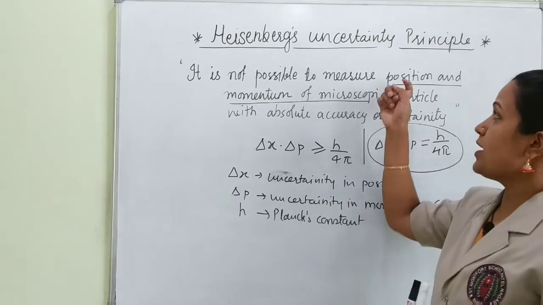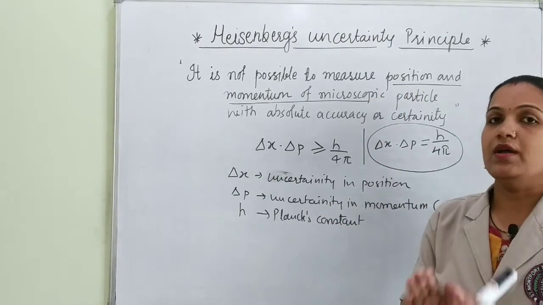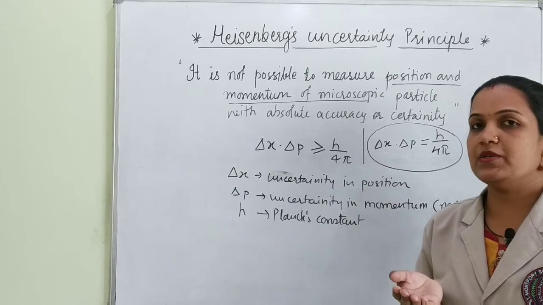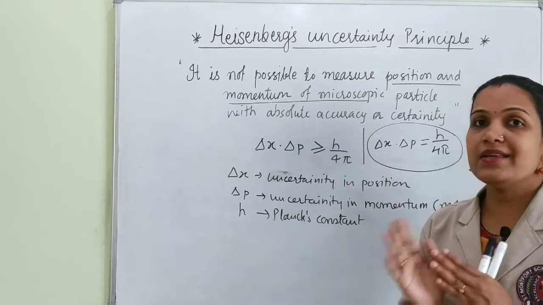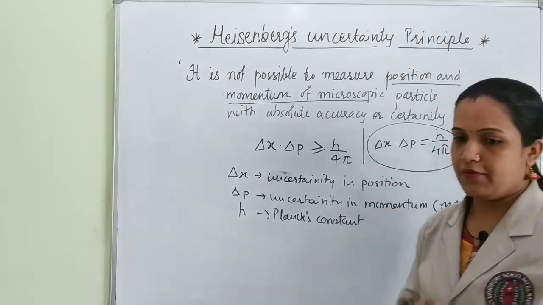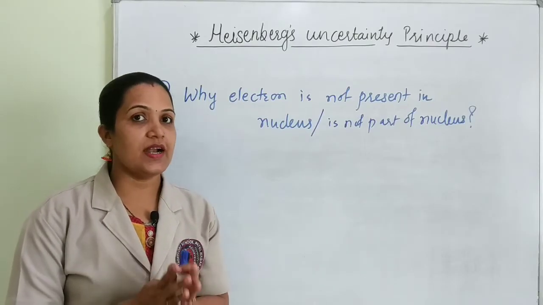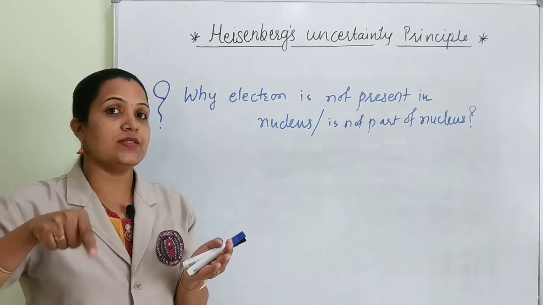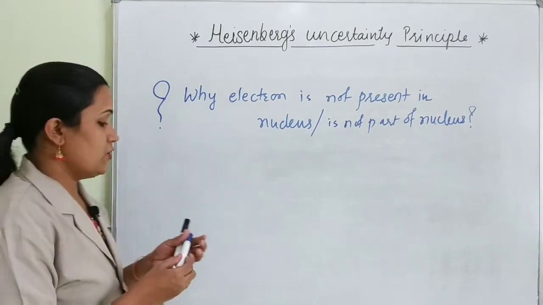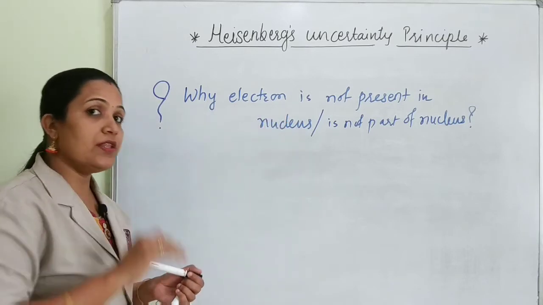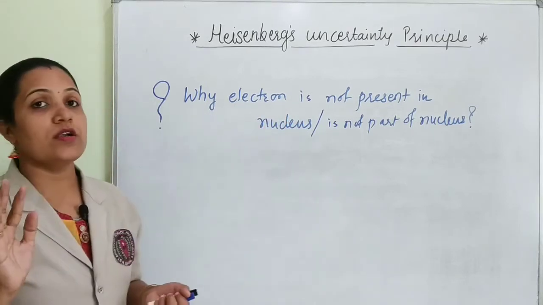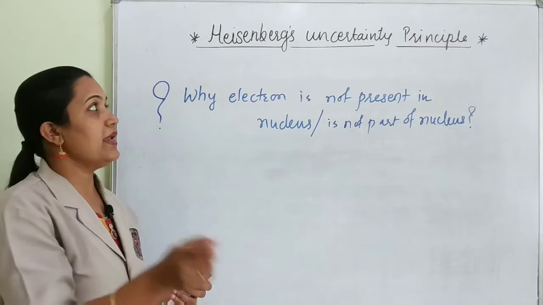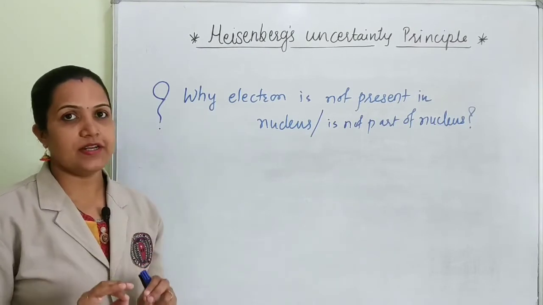Now, this is only applicable for the microscopic particles, not for day to day life. So Heisenberg's uncertainty principle is not having any significance in day-to-day life. In class 9th we studied that after studying Rutherford's model, we know that electrons are revolving around the nucleus inside the atom. So why electrons cannot be present inside the nucleus? Why electrons are not part of the nucleus? For the answer to this question we can explain it through the Heisenberg's uncertainty principle.